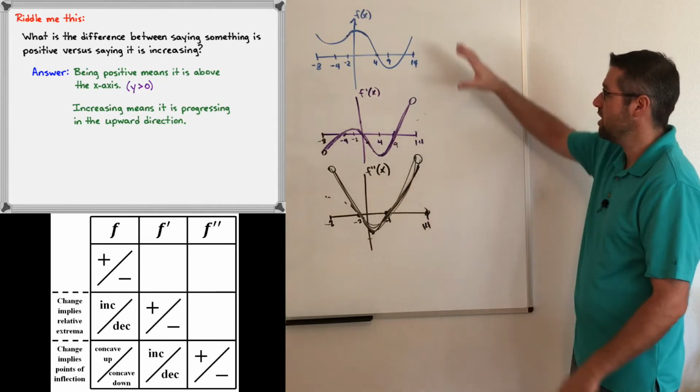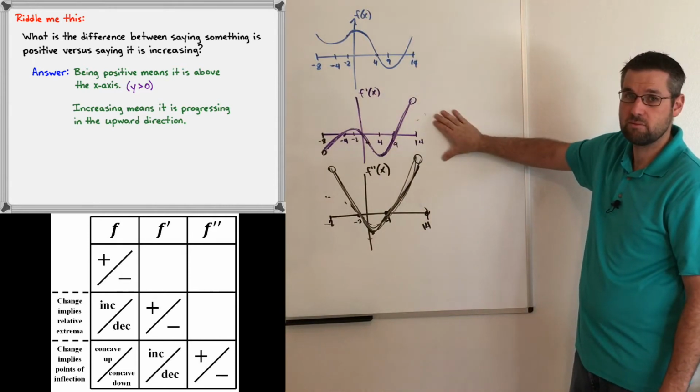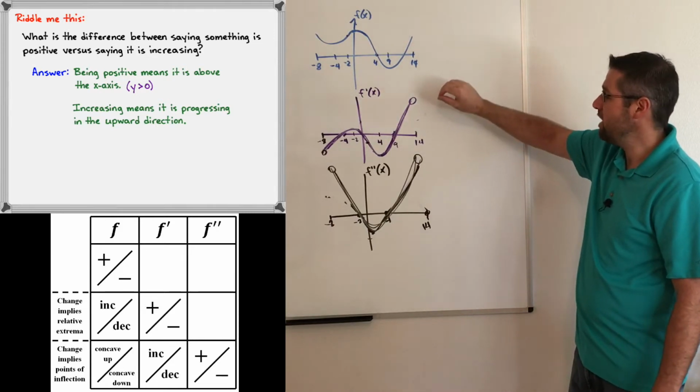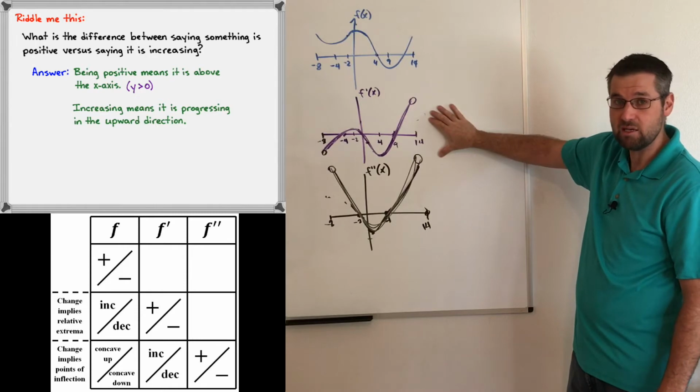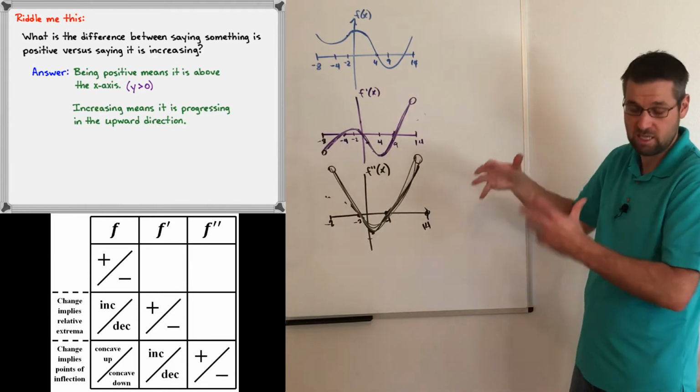Again, relationships. This function is increasing when this function is positive. Okay? This function is concave up when this function is increasing and when this function is positive. Okay, and that's where the chart really comes in handy to see.